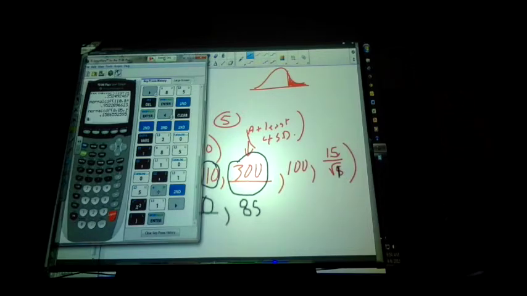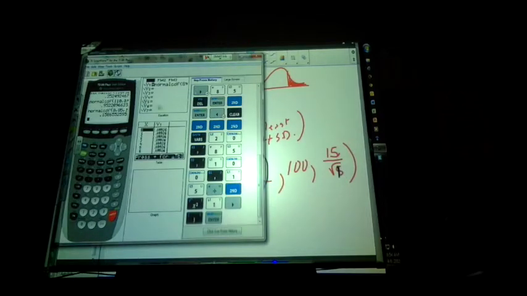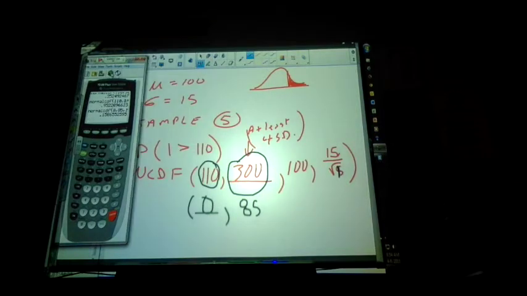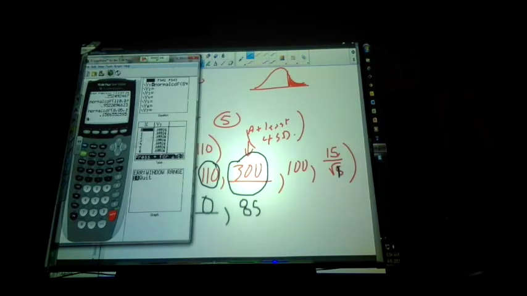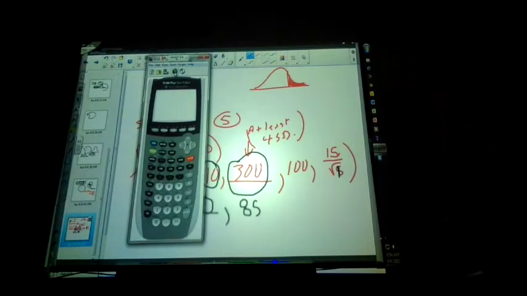So what we're going to do on this is we're going to change because we're going to talk about all 5 people, so I'm going to go second normal.